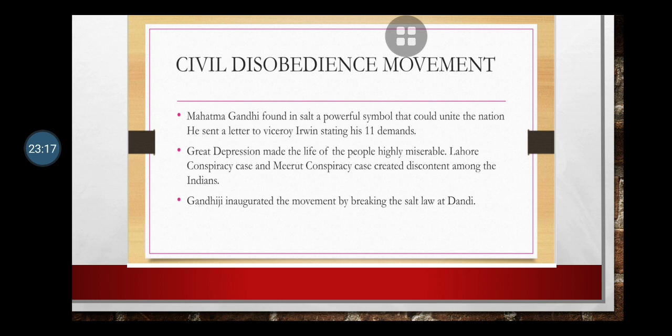And in case of breaking of salt law, what does this mean? The British only had the exclusive right to produce salt, right? So this was something which had to be violated, so that it could send a very strong message to the British government. Mahatma Gandhiji saw in salt something that would unite all the people, because salt is an essential food item, and whether rich or poor, everybody would need it.